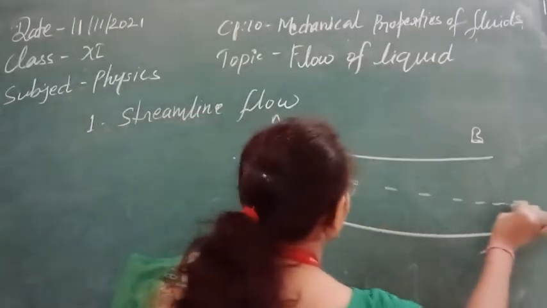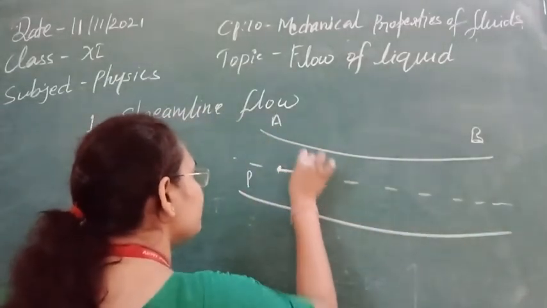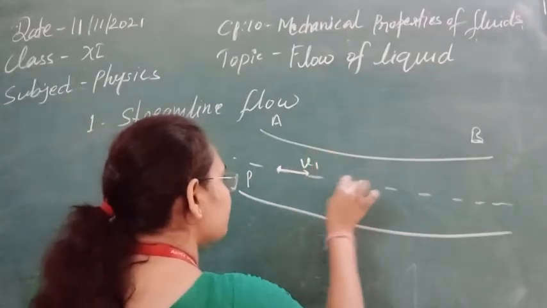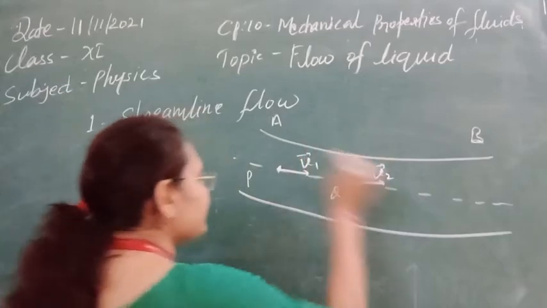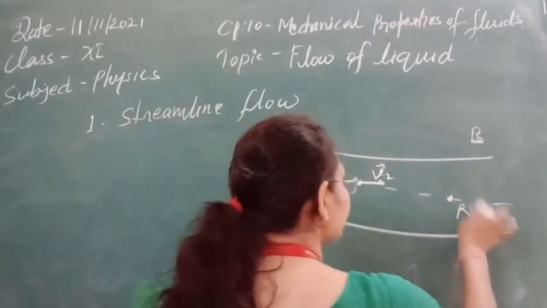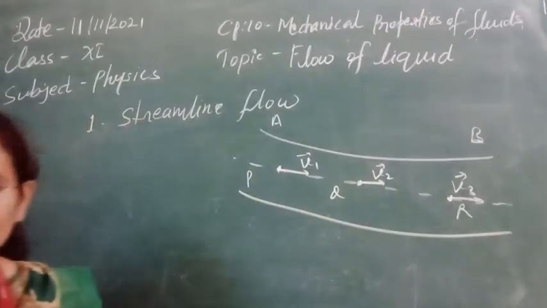So let's just take some point P here. At this point P, the velocity of the liquid is V1. At some point Q, the velocity of the liquid particle is V2. And at some point R, this is V3. You can see this now.